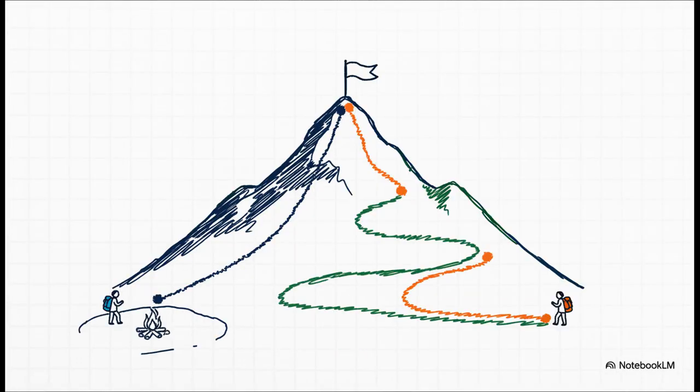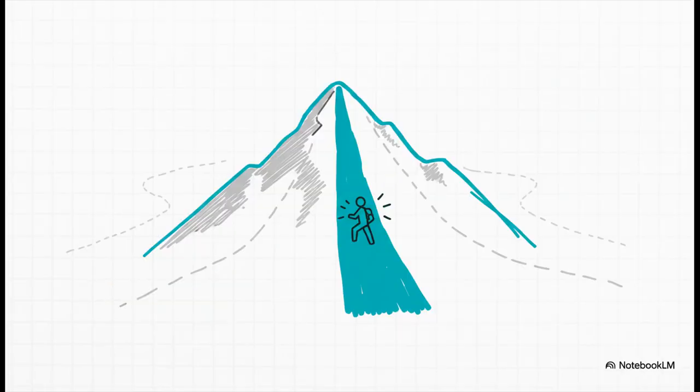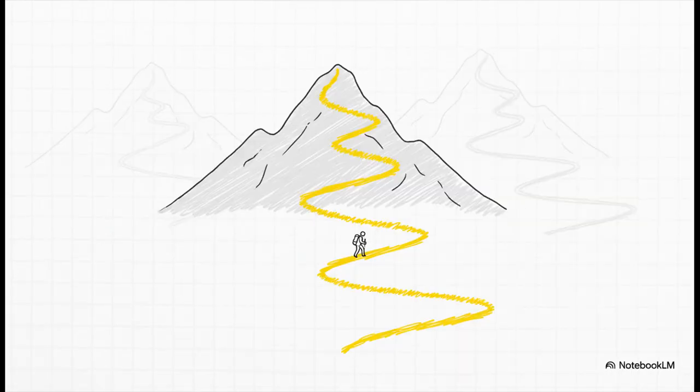Imagine 3 hikers. They start and end at the same spots, but they all take different routes. Our first hiker, super ambitious. They take a steep, direct path straight up the mountain. The second hiker prefers a winding route. It covers more ground, but it's a much gentler climb.